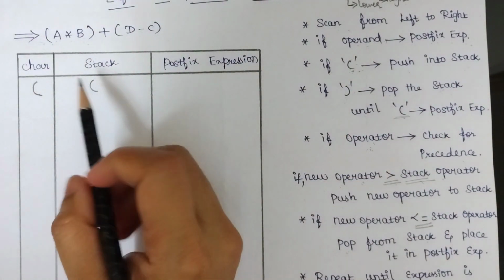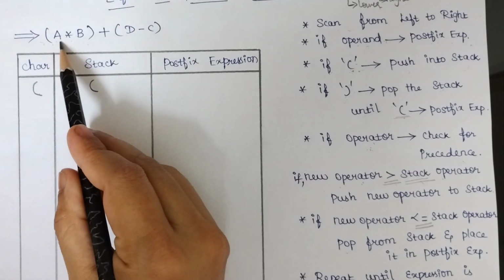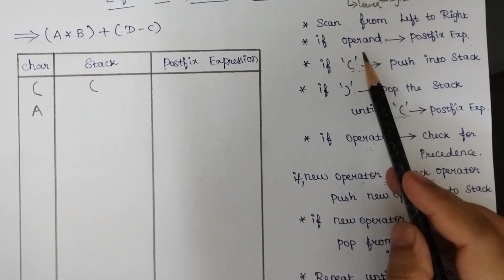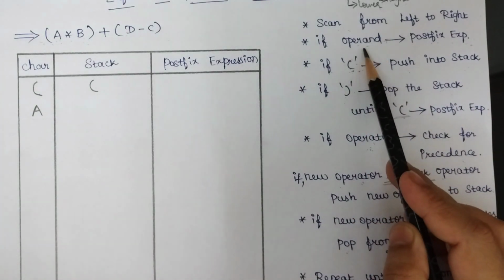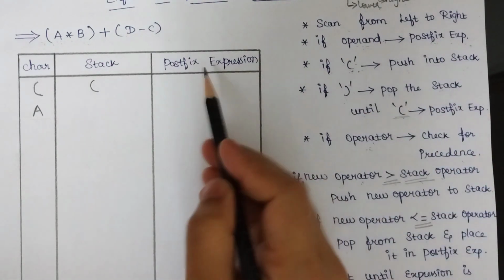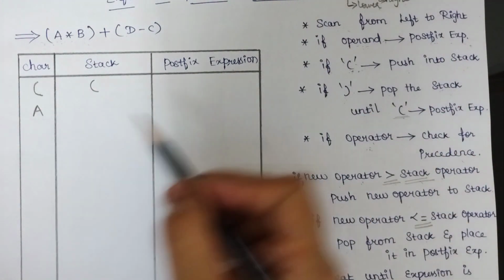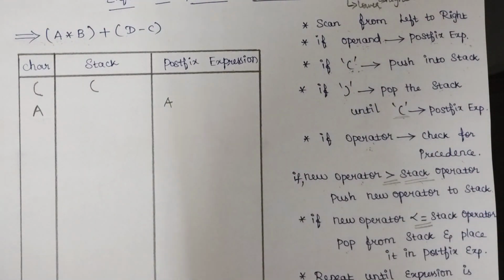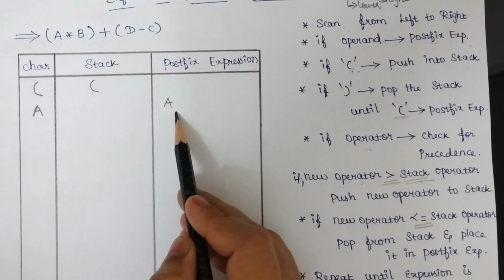After that, you need to scan the next character. What is the next character? It is an operand. What if you find an operand in the given expression? That operand should be added to the postfix expression. So here you can see the postfix expression where I'm going to add this newly scanned character, which is A. Now A is added to the postfix expression.